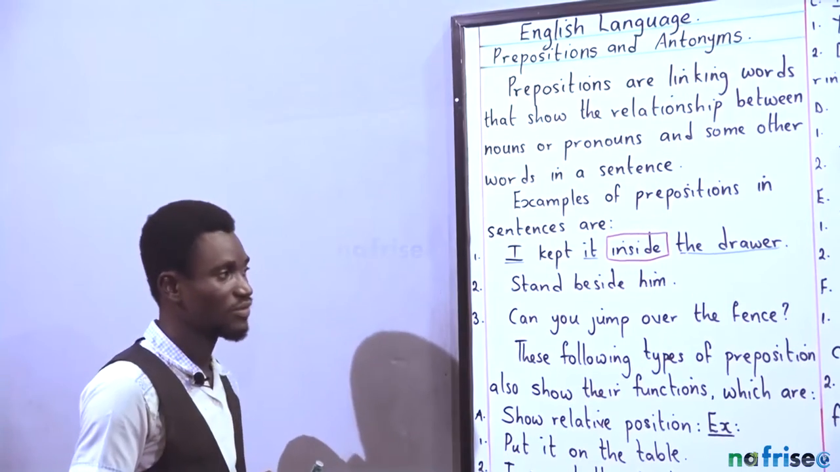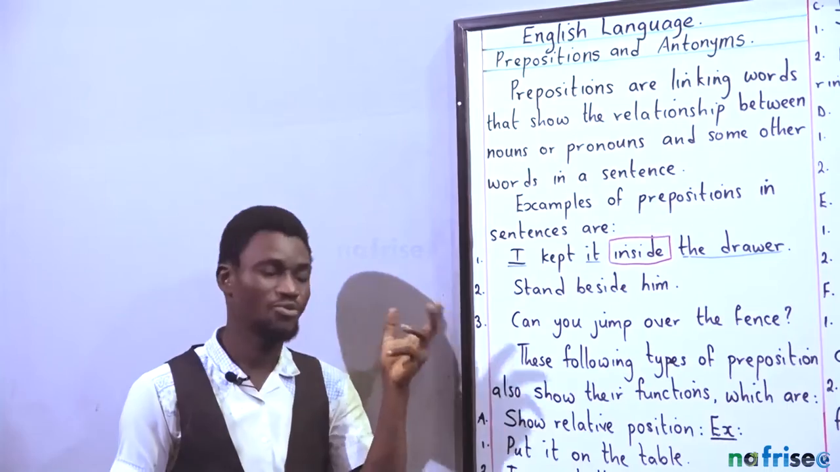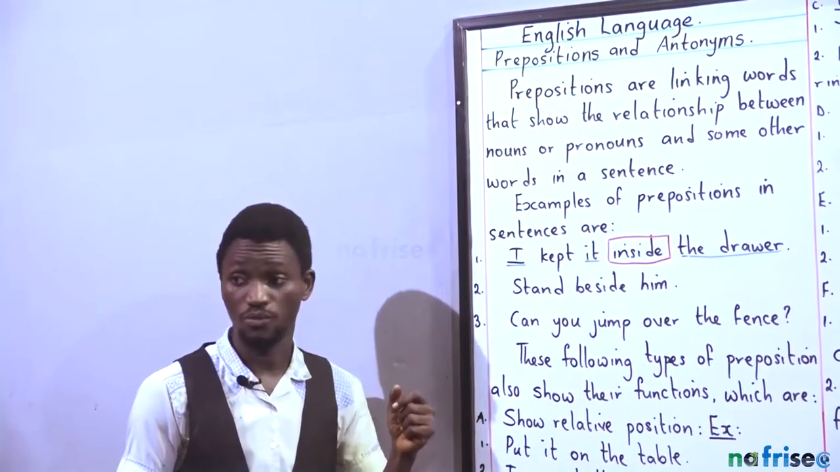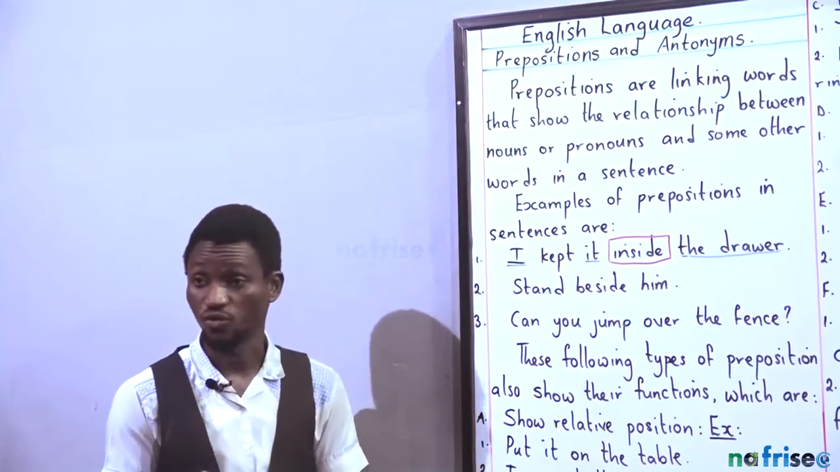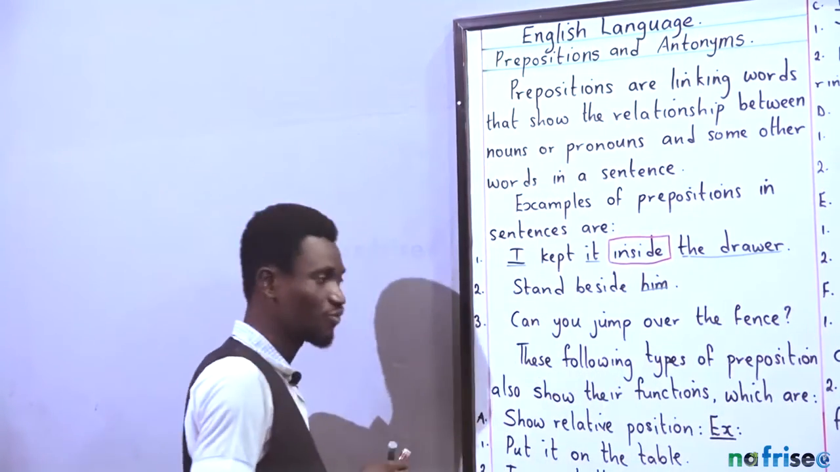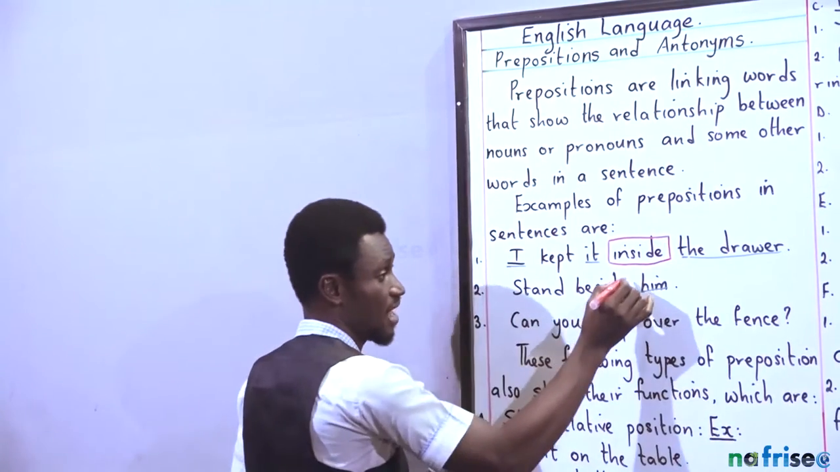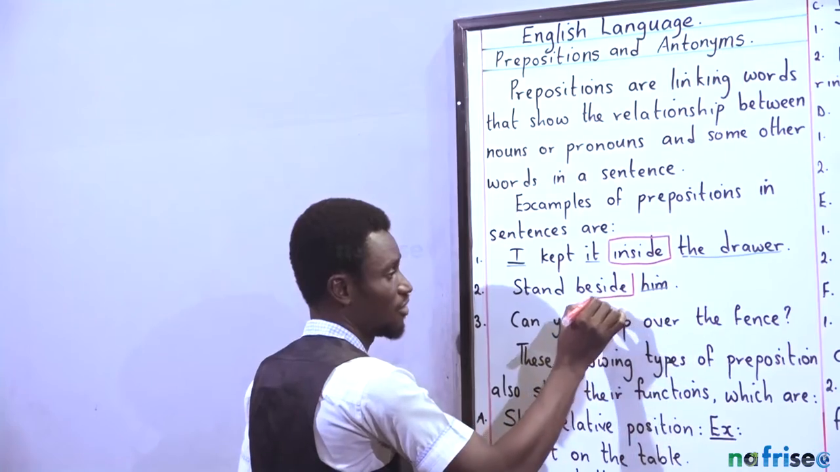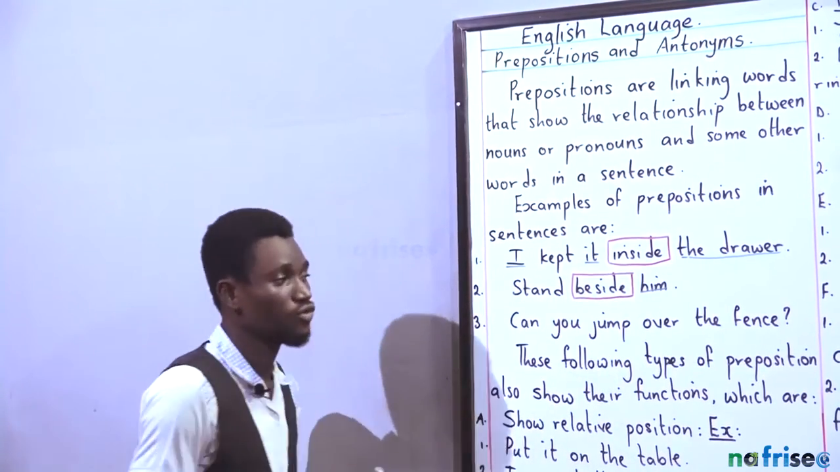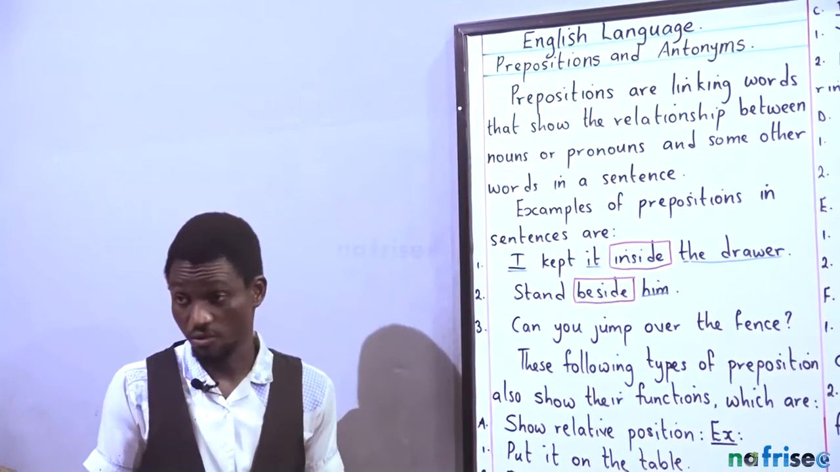Look at example 2: stand beside him. Although we know that there's a hidden pronoun in this particular sentence, even though it's not really shown, the only one that is shown here is just one pronoun, which is him. So what's the relationship between that hidden pronoun and this him that is shown here? That is beside. The hidden pronoun could be I, it could be anybody's name, it could be a noun.